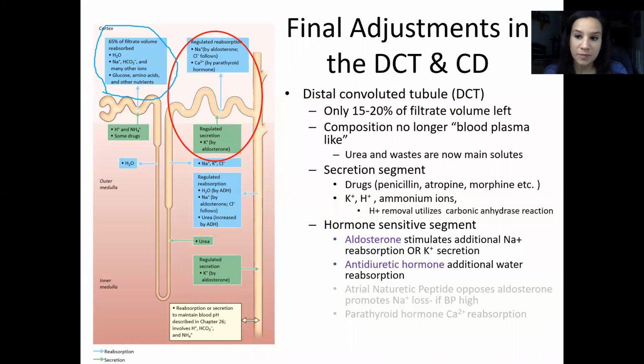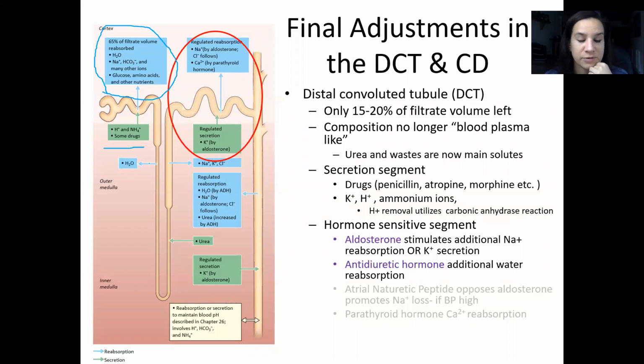So 65% of the filtrate, so water, salts, organic molecules, glucose, amino acids, things like that, those absolutely need to get reabsorbed, and they do in abundance in the proximal convoluted tubule.